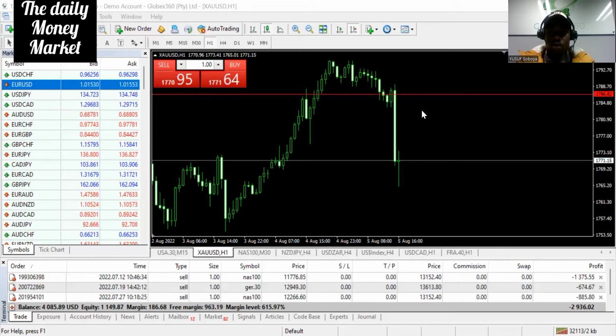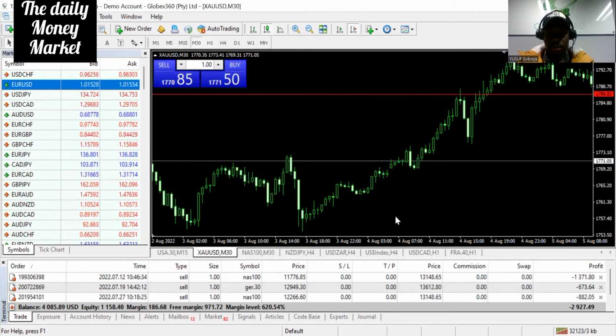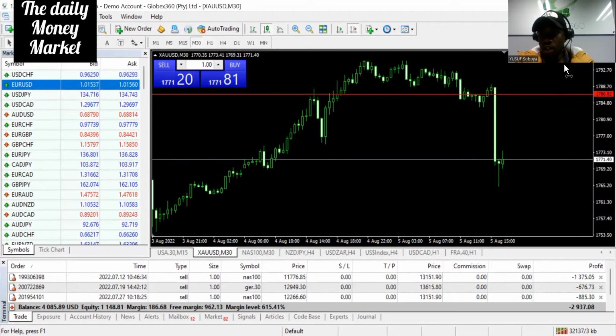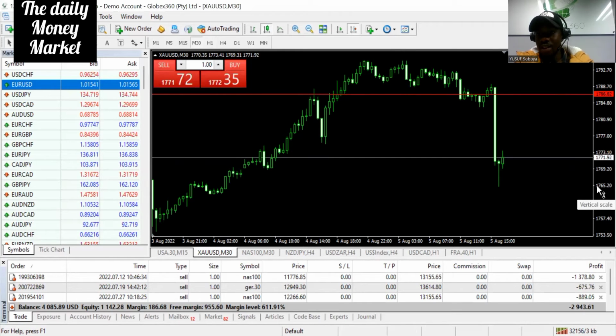Look at when we get on a chart. This is a 1 hour chart, but having a very, very huge candlestick. We go on a 30 minutes. We are also having a way huge candlestick that drops all the way on gold from 1,786 to 1,765. A couple of pips that actually move there.